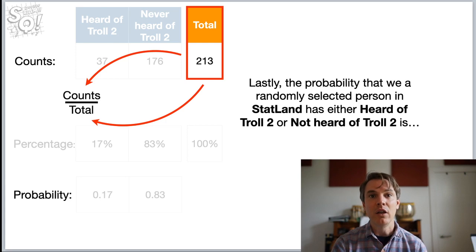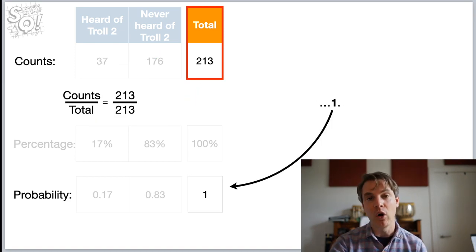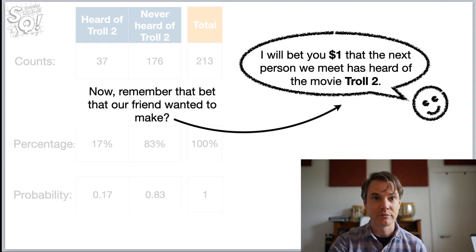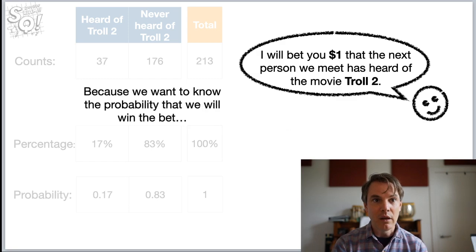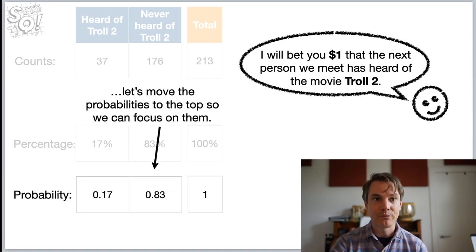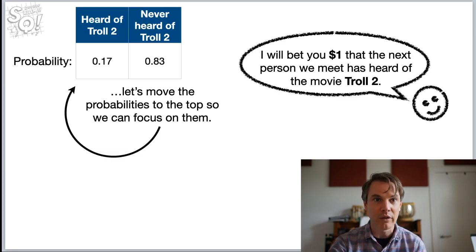So that's a pretty probable outcome. Okay, lastly, the probability that a randomly selected person in Statland has either heard of Troll 2 or not heard of Troll 2 is 1. So they're kind of guaranteed to be in one of those two categories. Now remember that bet our friend wanted to make. Our friend said, I bet you $1 that the next person we meet has heard of the movie Troll 2. And because we want to know the probability that we will win the bet, we're going to focus on probabilities. So let's move the probabilities to the top so we can focus on them.